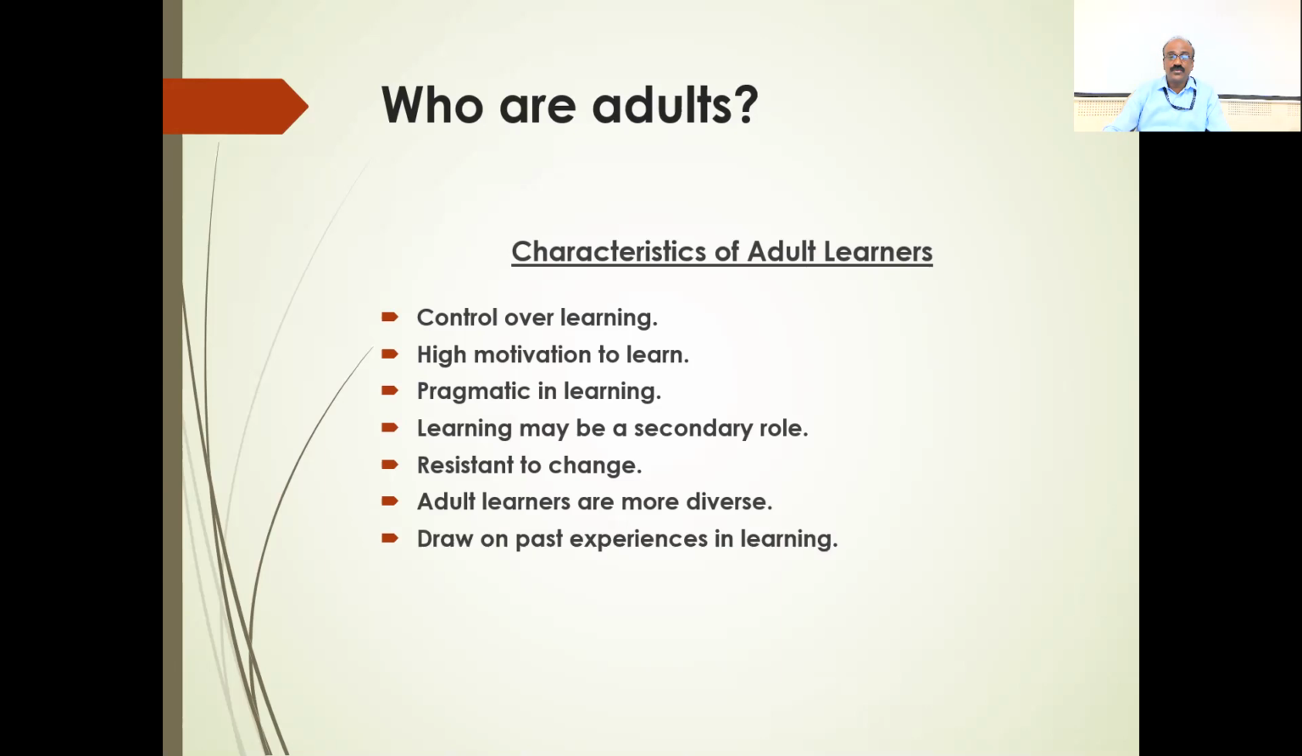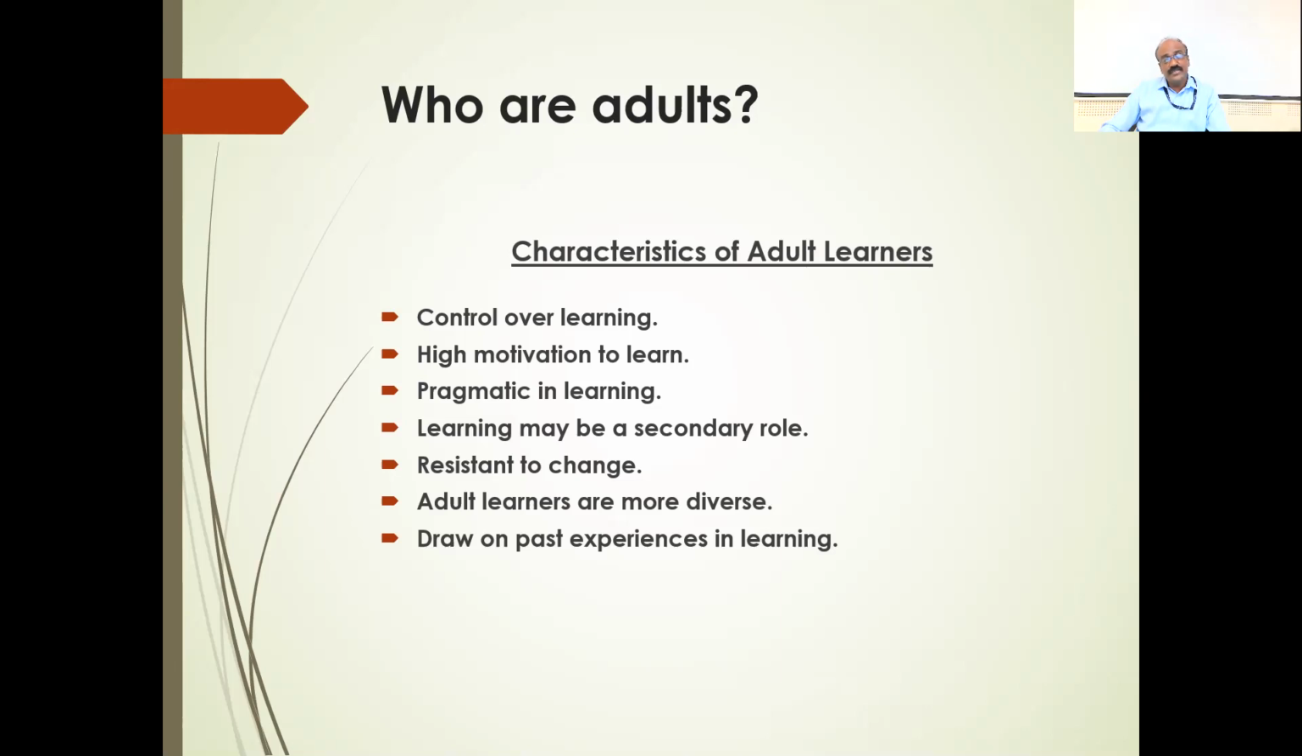Draw on past experiences in learning. The next characteristic is very important. So adult learners always draw past experiences in their learning during their learning process. Adult learners tend to link any new learning to their previous experience. They evaluate the validity of new ideas and concepts in light of how the idea or concept fits their experience. Trainers should take advantage of adult learners' experience and help the adult learners link new ideas to previous learning and encourage discussion on how new ideas fit the experience of learners.